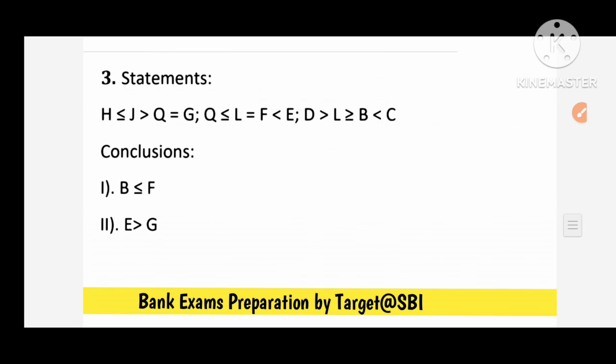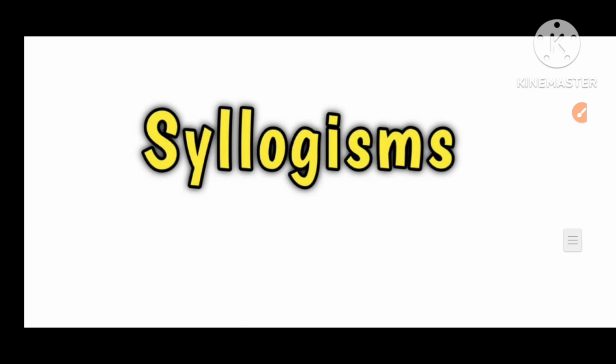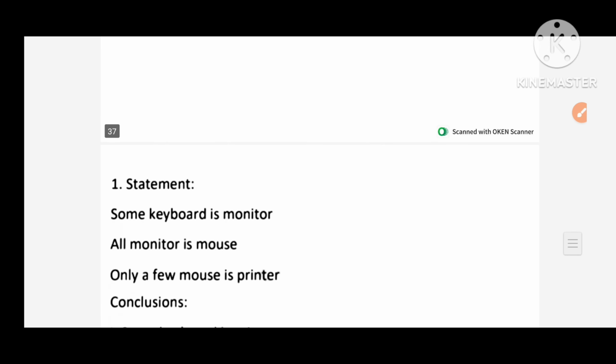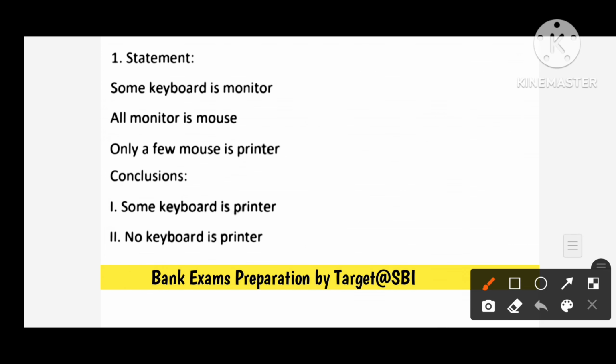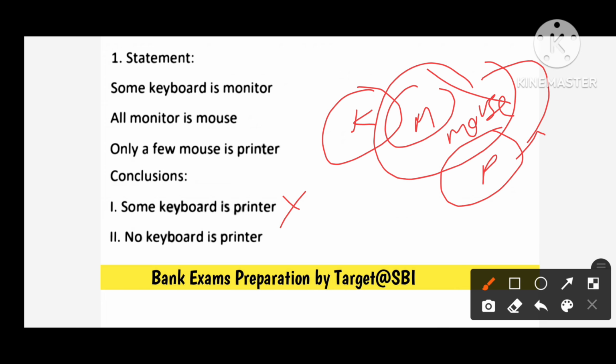Next, now we are going to see syllogisms. First, question number 1. Here first we need to draw Venn diagrams for the given statements. Some keyboard is a monitor. All monitor is a mouse. Only a few mouse is a printer. So conclusions, some keyboard is a printer. There is no direct relation between them, so this case fails. No keyboard is a printer. We can share some part of keyboard with the printer, it is possible, so no case also fails. But combining these two, we have a complementary pair, so answer will be either 1 or 2.